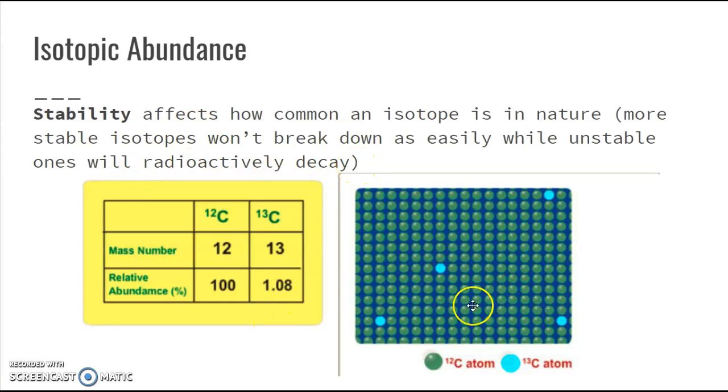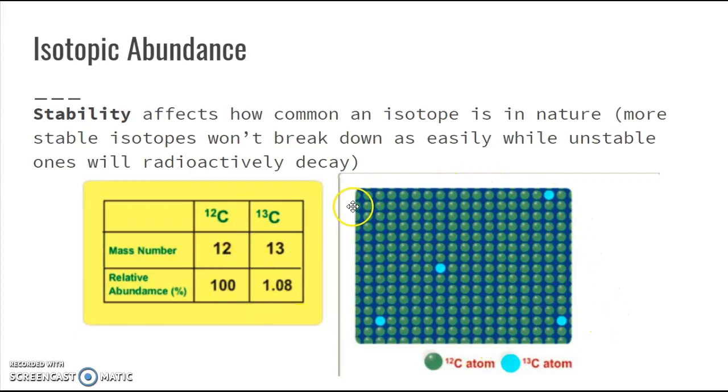So to show you what I mean by abundance, let's look at carbon again. The normal, most common isotope of carbon is carbon-12, and it accounts for almost 100% of the atoms out there. Really more like 99%. This slide is a mistake, it should say 99%. Carbon-13, with the extra neutron, is about 1% of the carbon out there.